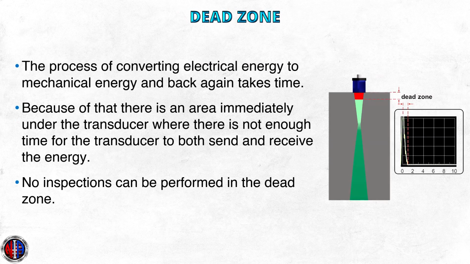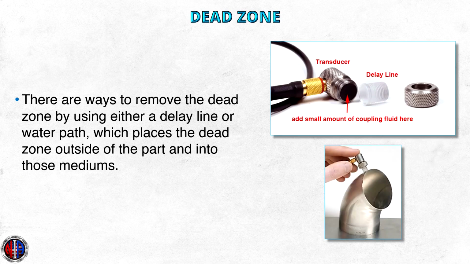The dead zone. As we just discussed, transducers convert electrical energy to mechanical energy and back again. This process takes time, and because there is an area immediately under the transducer where there's not enough time for the transducer to both send and receive the energy, this area, in which no inspections can be performed, is known as the dead zone. There are ways to remove the dead zone by using either a delay line or water path, which places the dead zone outside of the part and into those mediums.